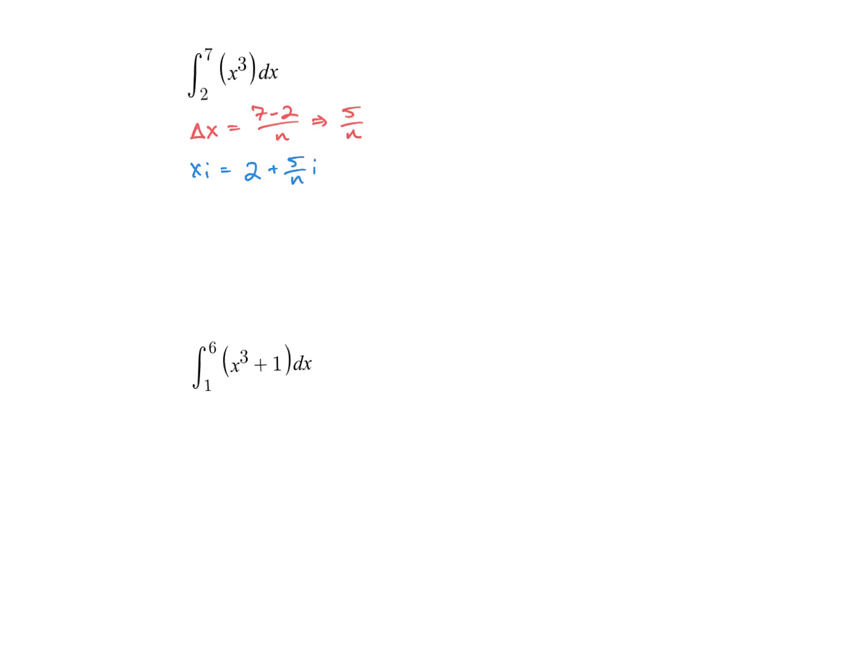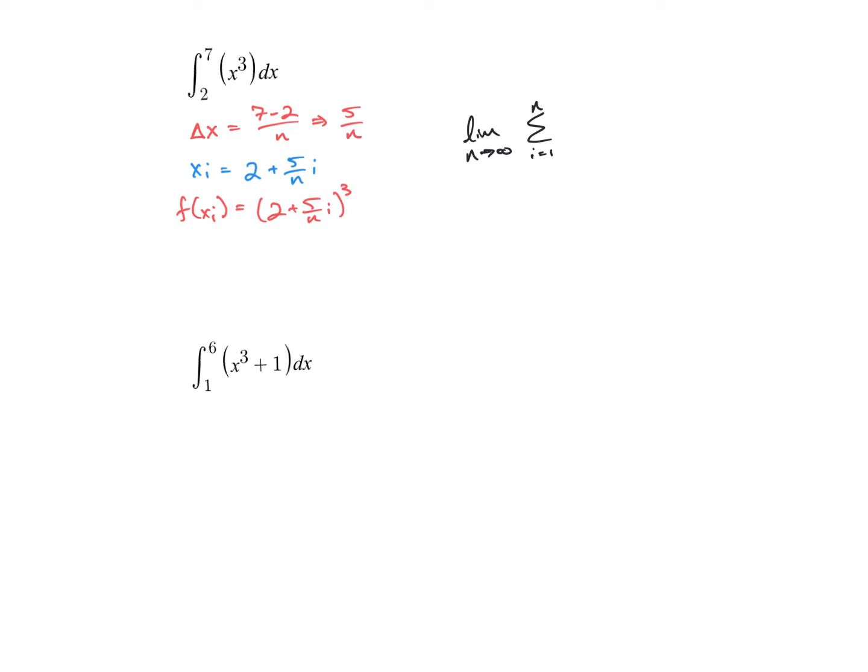And so now my f of x sub i is equal to, what is my function here? x cubed. So my function is x cubed, but instead of my x, it's going to be 2 plus 5 over n times i, quantity cubed. You following me? So now I have everything in there. Now let's write out our limit statement. I have a limit as n approaches infinity, and I'm going to go from i equals 1 to n.